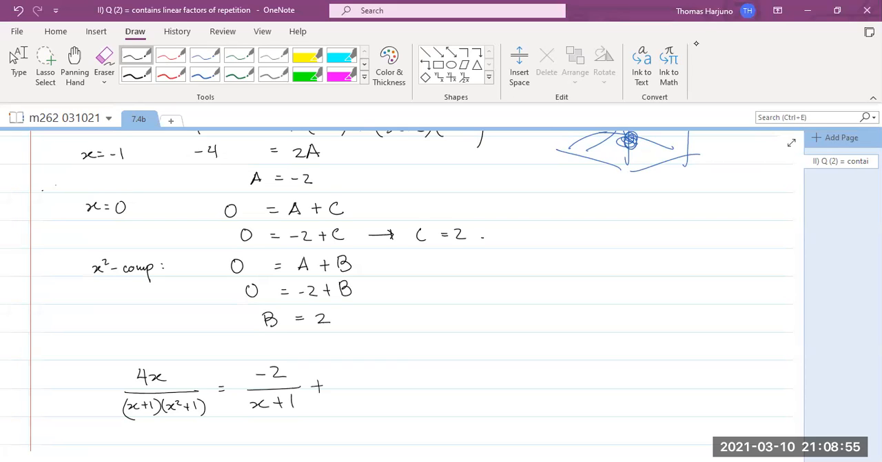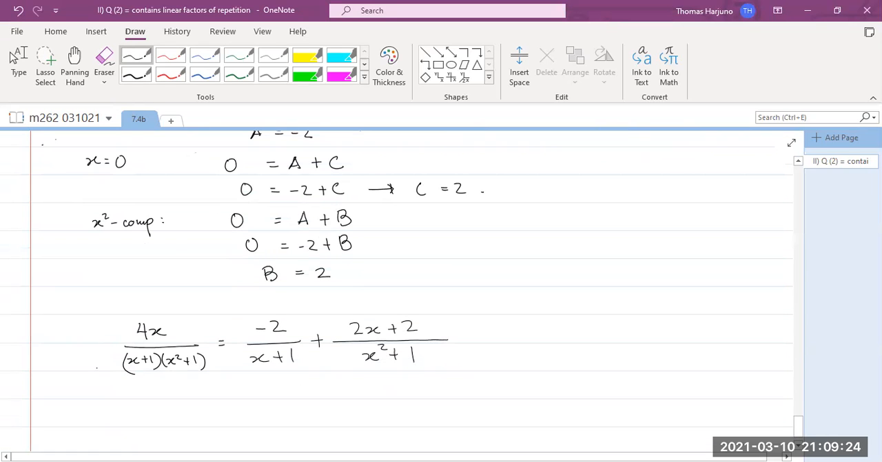Somebody took up my picture or what? Took the picture that I talk about those. Okay, B is 2 and C is 2 over x squared plus 1. Oh, he took a picture of his answer. Okay, good.